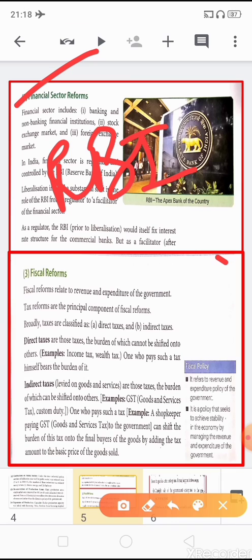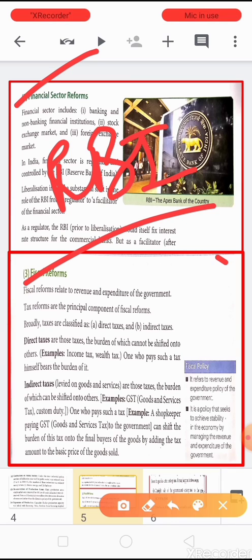Next is fiscal reforms. Fiscal reforms relate to the revenue and expenditure of the government, and the tax reforms are the principal components of the fiscal reforms, as we all know. Tax reforms refers to the reforms in the government taxation and the public expenditure policies, which are collectively known as fiscal policy. Children, as you all know, the tax may be of two types.